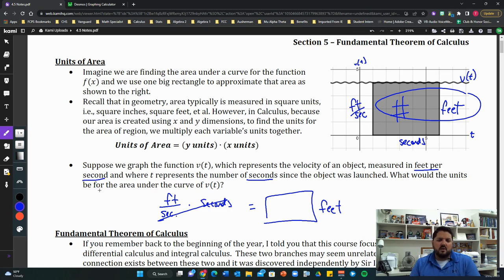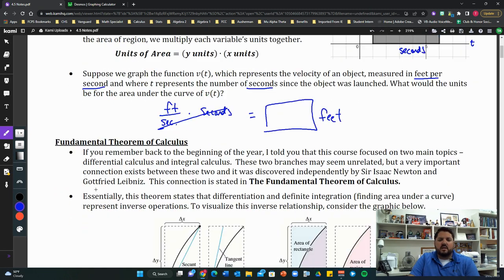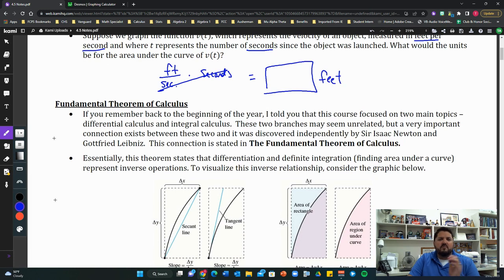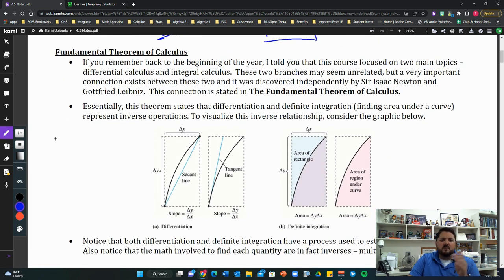So the idea here is these things are interconnected by the concept of the fundamental theorem of calculus. So if you remember back to the beginning of the year, I told you guys that this course focused on two main topics: differential calculus and integral calculus. Those two might seem unrelated, but again, differential calculus is the way that quantities change. Integral calculus is actually worried about the summation of those changes.